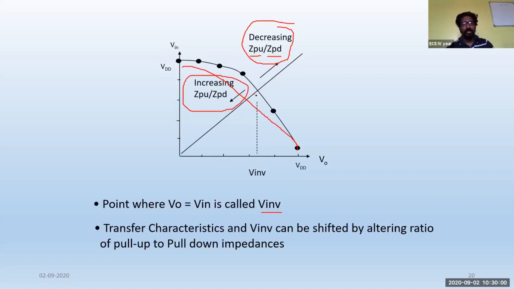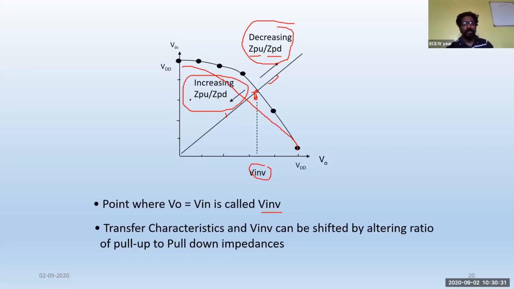Whenever the Vout is equal to the Vin value, this is called V invert. And here the transfer characteristics of V invert can be shifted by altering the ratios of the pull-up and pull-down transistors. You can even shift this value. It is not compulsory that it has to be only up to here. It can even change its points from here to here or here in the lower cases. That depends upon your W by L ratios, that is the width of the transistor and the length of the transistor.